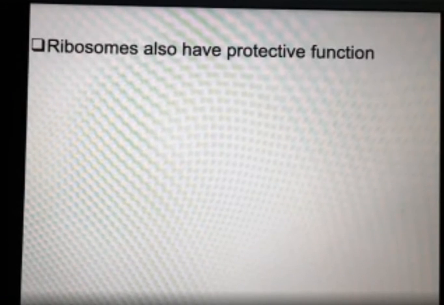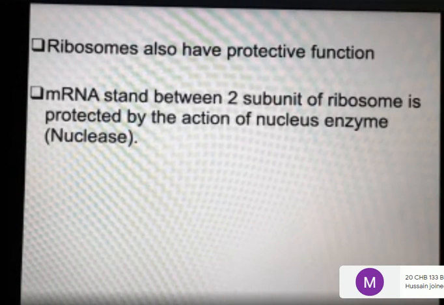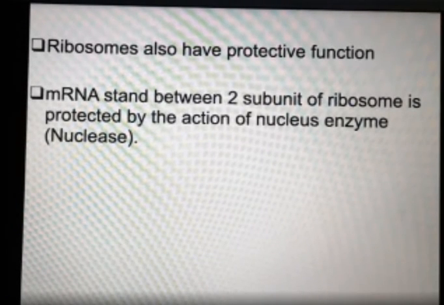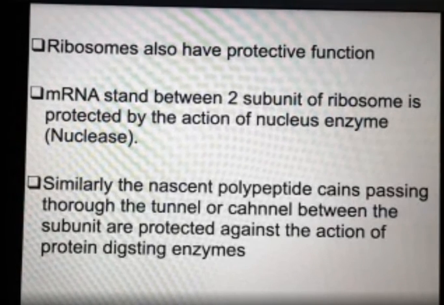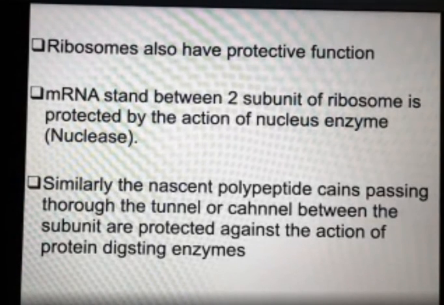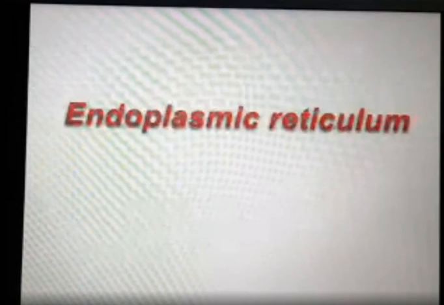Ribosomes also have a protective function. The mRNA standing between the two subunits of the ribosome is protected from the action of nuclease enzymes. Similarly, the nascent polypeptide chain passing through the tunnel or channel between the subunits is protected against the action of different digestive enzymes.